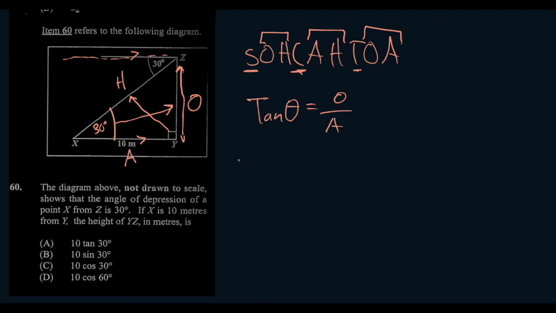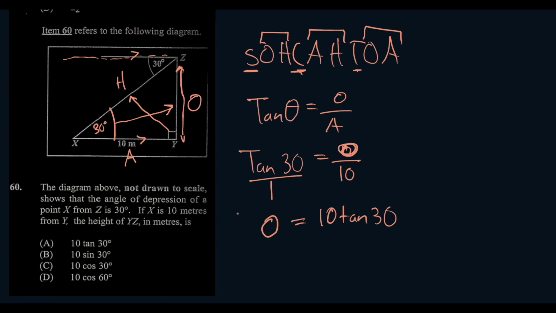So this angle is 30. So we say tan 30 is equal to O, which is this, over A, which is 10. Now we could write tan 30 as a fraction, putting it over 1, because I want to make this O here the subject of the formula. So what I need to do is cross multiply. O times 1 is O, which is equal to tan 30 times 10, which is 10 tan 30. So the answer for the length we're looking for, YZ, therefore, our answer is A.